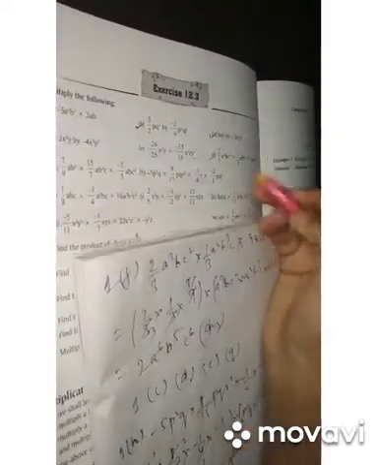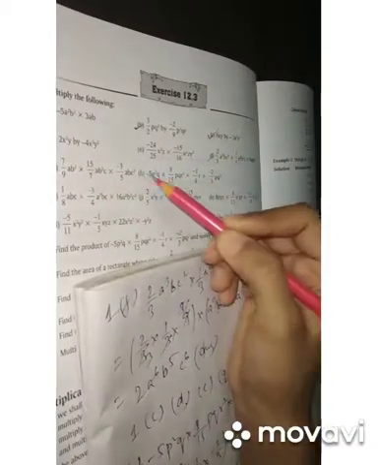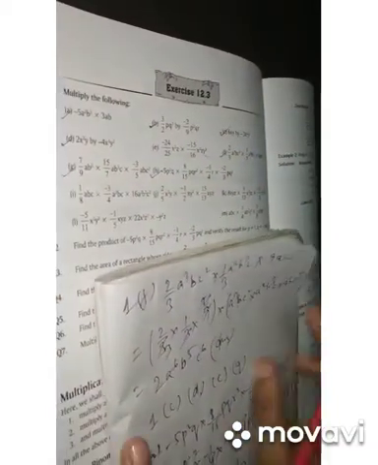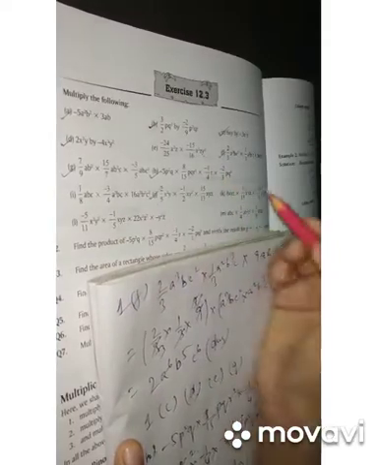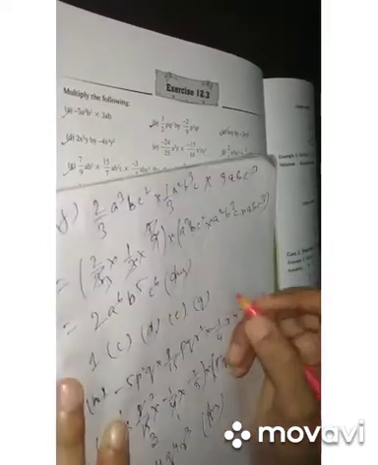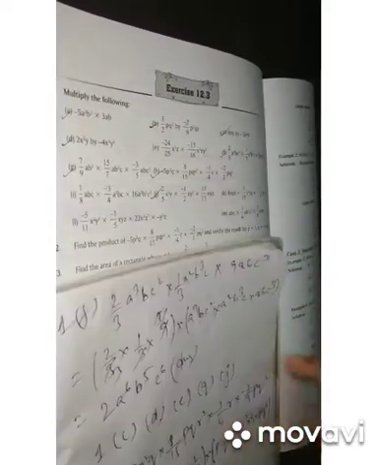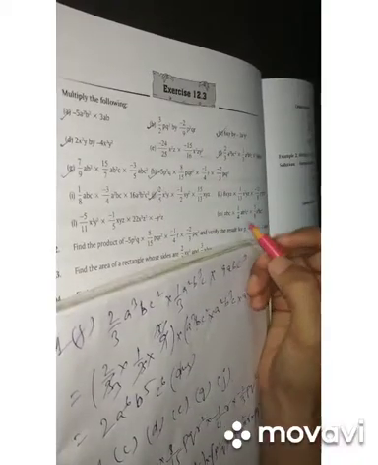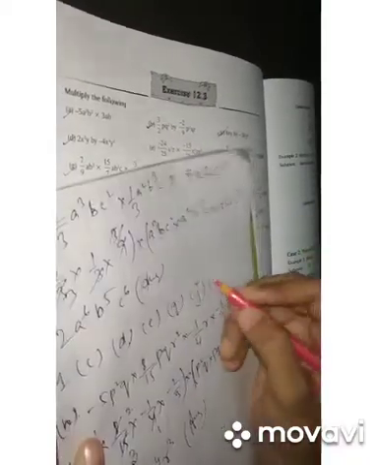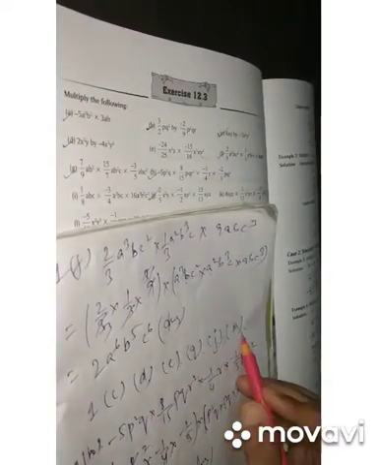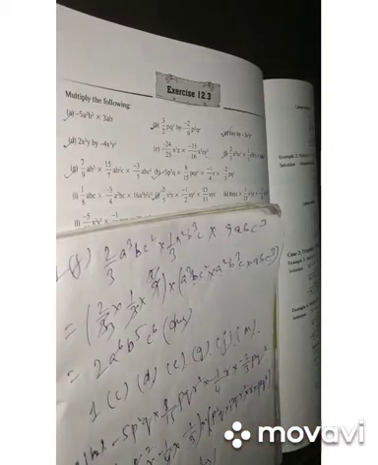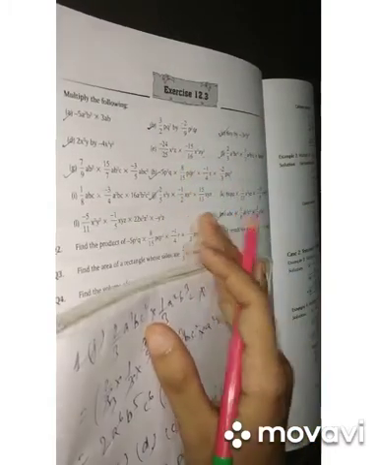So G will be your homework. H I have done. Do number J, M. That's all you have to do. C, D, E, G, J and M. Then this exercise will be completed.